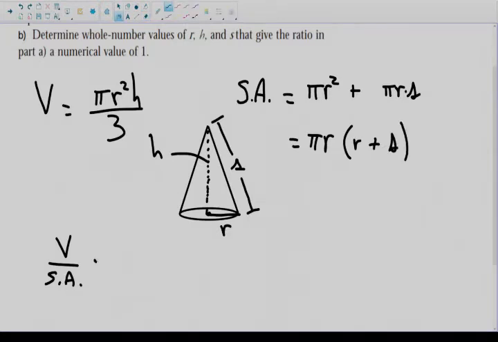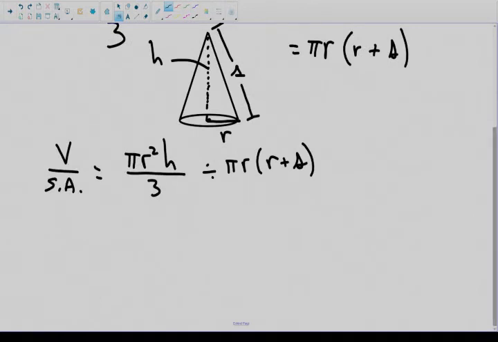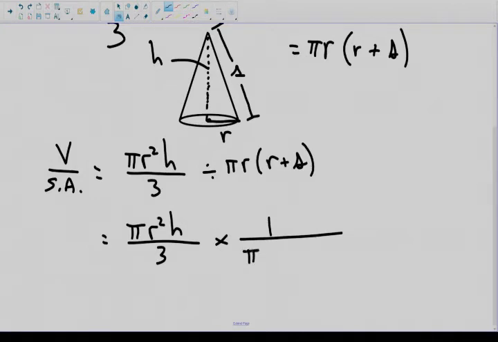So now if I do volume divided by surface area, I get, and I'm going to write it the division way so that we can see what's going to happen. So as soon as you're dividing with a fraction involved, you have to use the multiplication of the reciprocal. If I were to do the reciprocal of this, it's going to become 1 over pi r times r plus s.